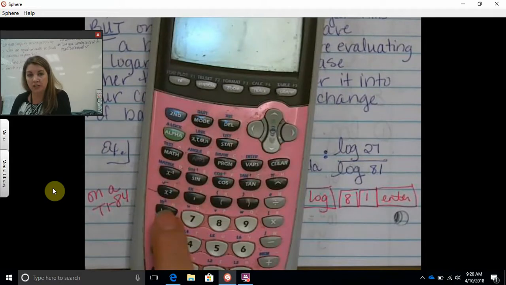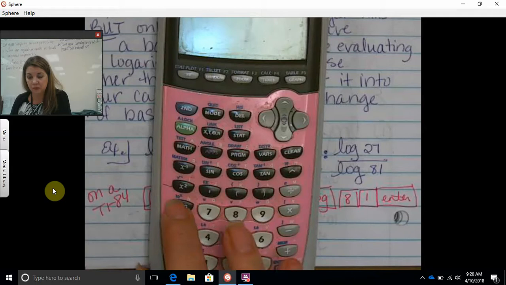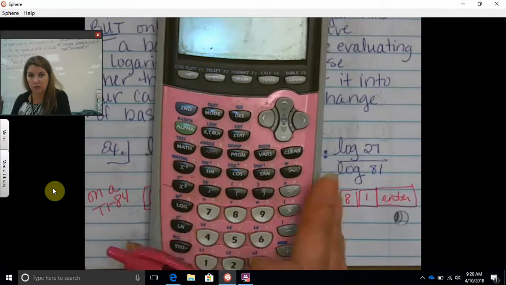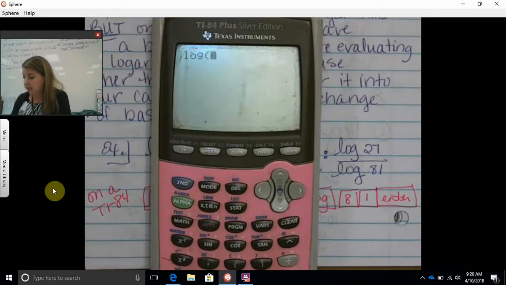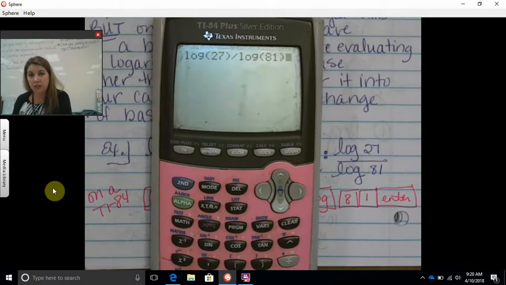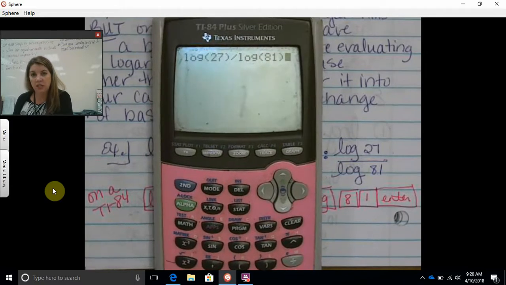So here's my log button down the left-hand side. I do log 27. You have to close the parentheses. Divided by log of 81, close parentheses. I don't think you have to close the parentheses on the denominator. I think it'll still do it. We can try it. Enter, and it gives you the decimal form 0.75.